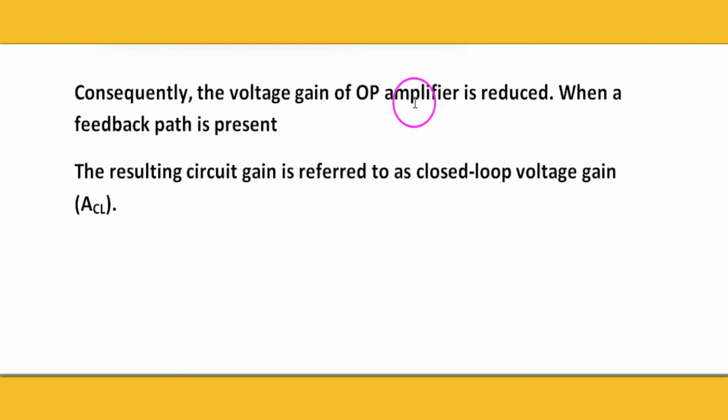Many applications are related to the closed loop op amplifier. The gain of the op amplifier is reduced when it is used as a closed path. The closed path gain is represented as ACL, the closed loop voltage gain.